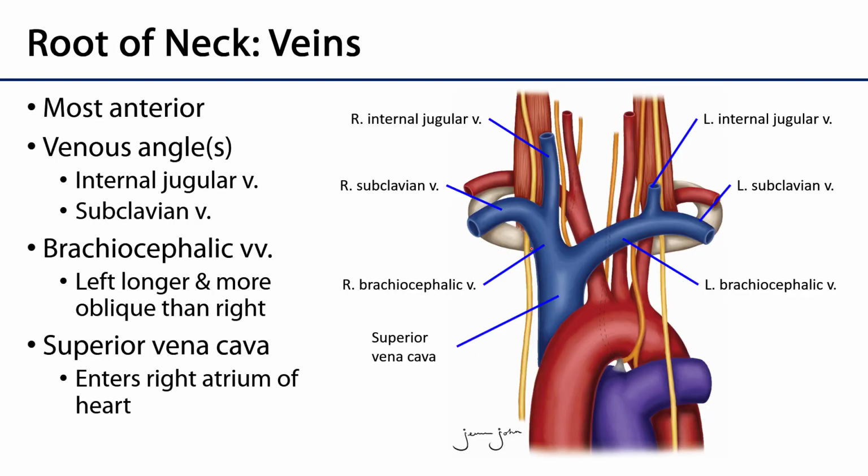So now let's take a look at the spatial relationships of the neurovascular elements at the root of the neck. It's kind of difficult to talk about these elements without also discussing some of the elements of the superior mediastinum, which, if you recall, is going to be everything below this level. So root of neck above, superior mediastinum below.